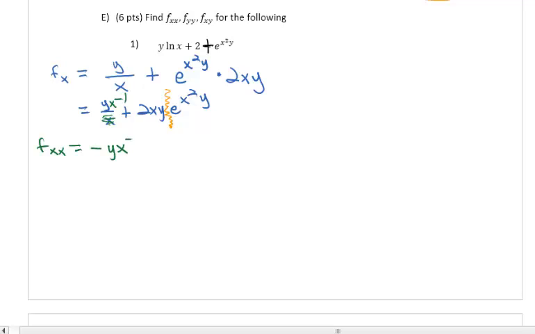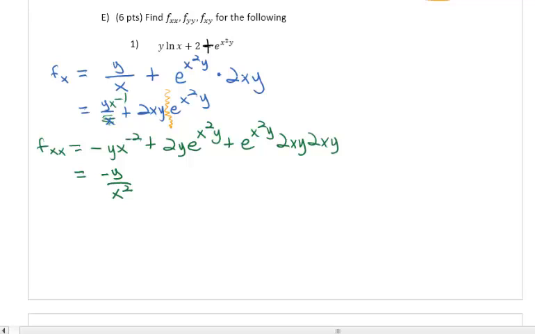So it's negative y, x to the negative 2, plus, using our product rule, the derivative of the first is 2y times the second, e to the x squared y, plus the derivative of the second, e to the x squared y, the derivative of that is 2xy, times the first, which is 2xy. So simplifying that a bit, we got negative y over x squared, plus 2y e to the x squared y, plus 4x squared y squared e to the x squared y.